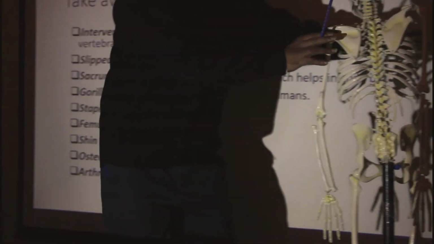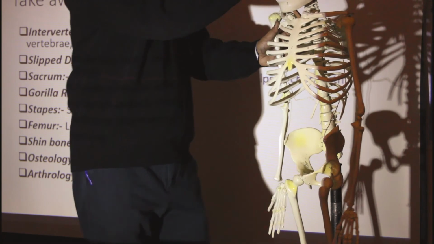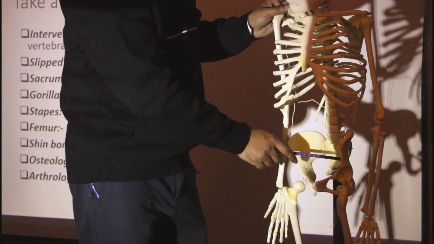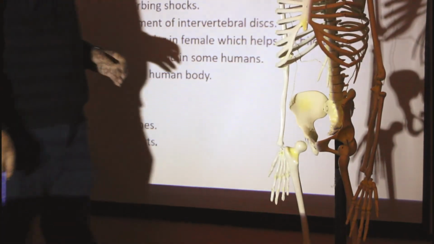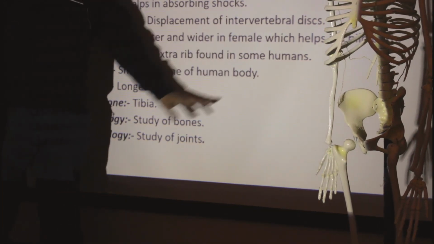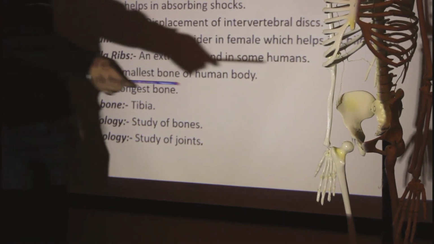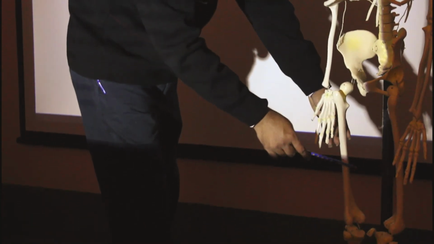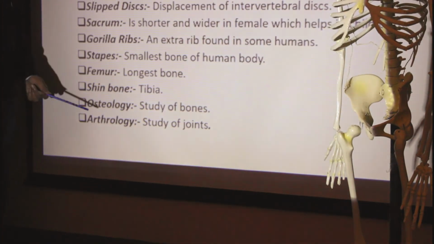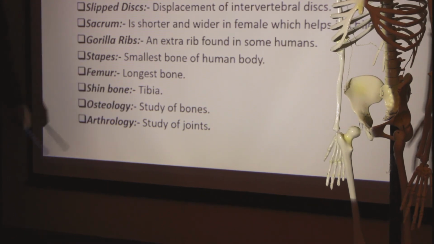Sacrum, this is the sacrum bone. It is shorter and wider in females because of giving birth. Gorilla ribs, an extra pair, are found in some humans. The stapes is the smallest bone of the human body. The femur is the longest bone of our body, which comes under the appendicular skeleton. The shin bone is the tibia. Osteology is the study of the bones, and last is arthrology, the study of the joints.